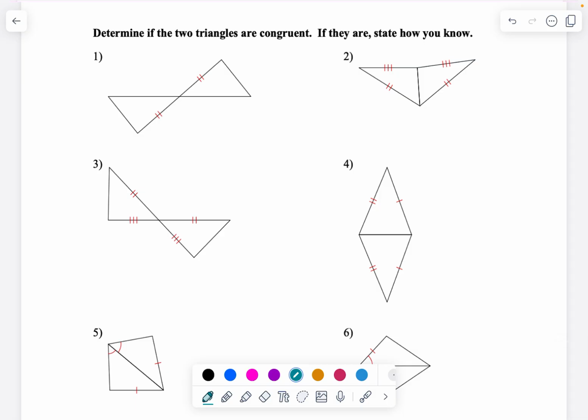Can these triangles be proven congruent? Well, we can mark that, but that's it. We don't have a third thing. Here we could mark that, so yes, side, side, side. Here we can mark those vertical angles, so yes, side, angle, side. Here we can mark that shared side, side, side, side.